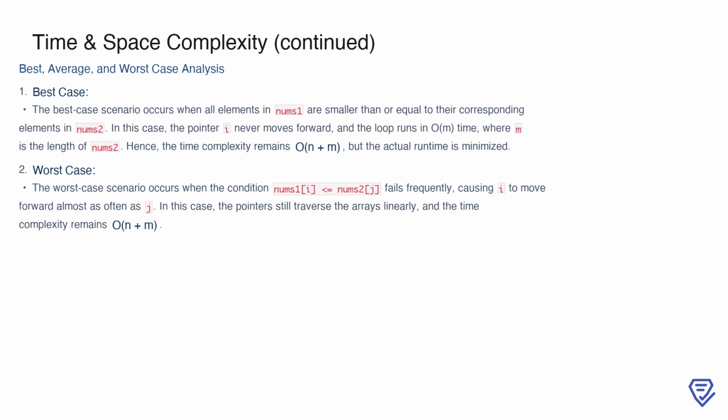On the other hand, the worst case scenario happens when the condition nums1[i] <= nums2[j] fails frequently. This causes both i and j to move forward multiple times, but even in this case, the pointers still traverse the arrays linearly. Thus, the time complexity remains O(n + m), ensuring the algorithm's efficiency across all cases.